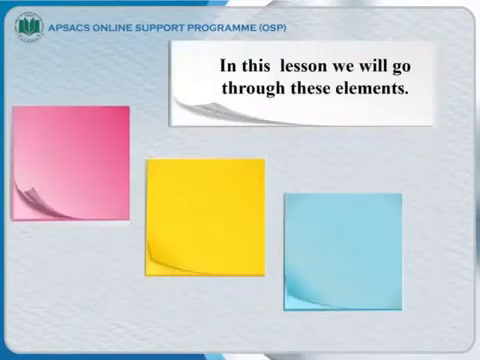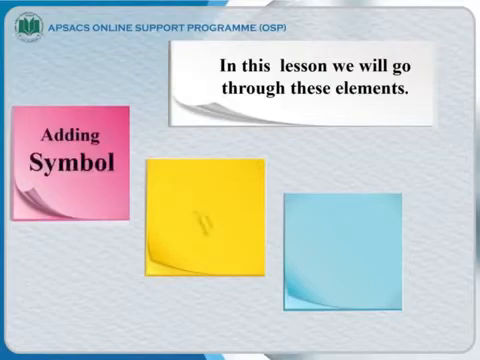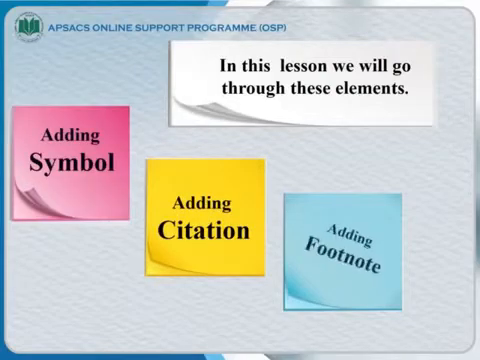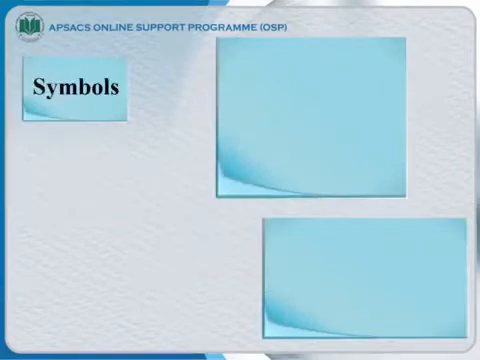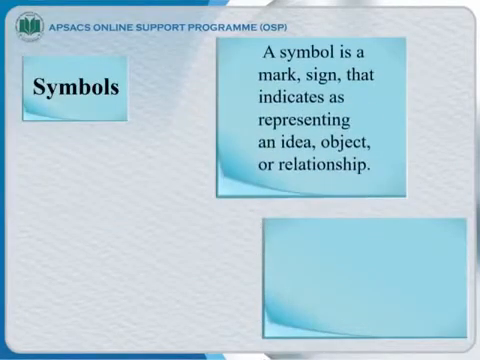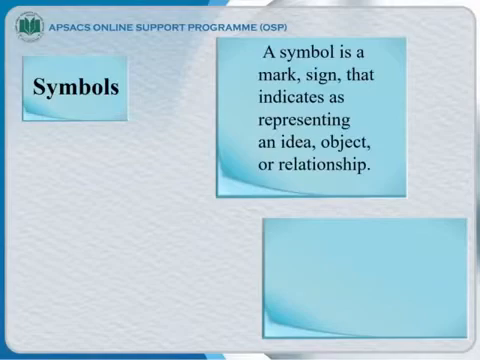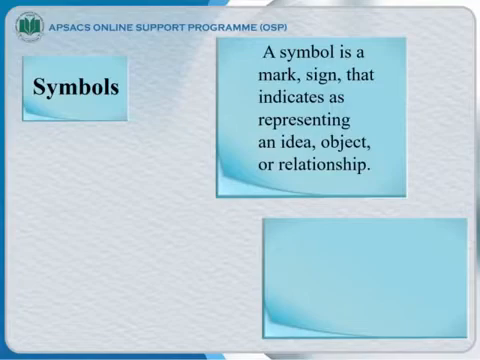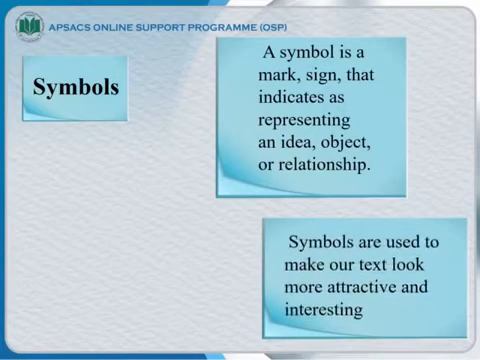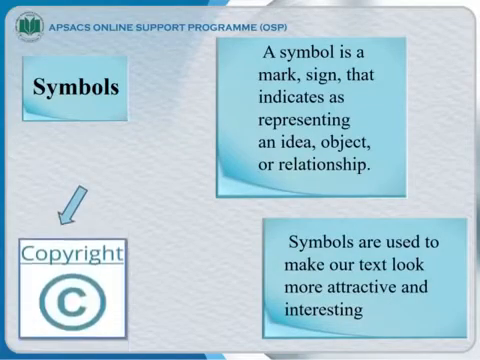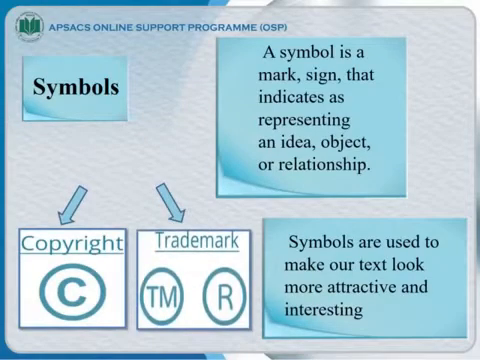In this lesson, we will go through these elements: adding a symbol, adding a citation, and adding a footnote. Firstly, we will discuss symbols. What is a symbol? A symbol is a mark or sign that indicates or represents an idea, object, or relationship. We may need symbols in MS Word when creating a document because symbols are used to make our text look more attractive and interesting. Two of the most common symbols are the copyright symbol and the trademark symbol.